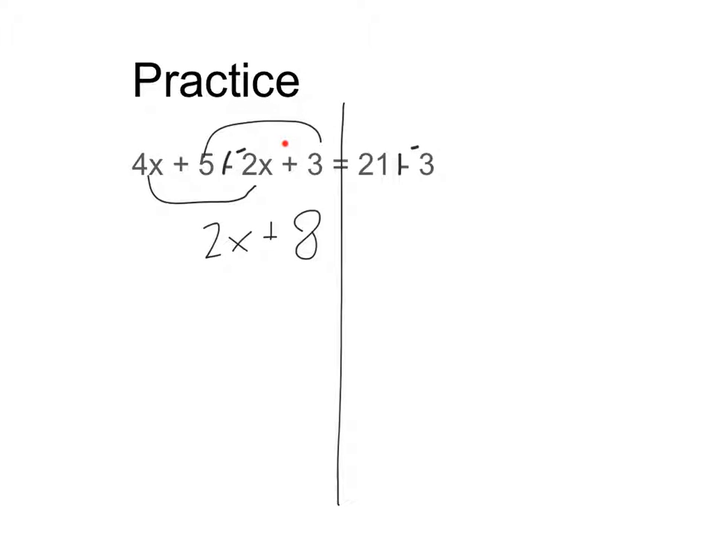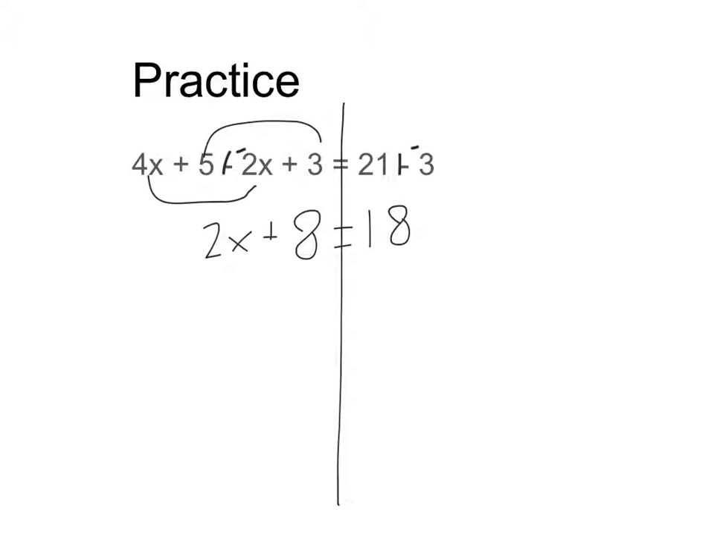That finishes up everything on my left side here. So I can look at my right side. 21 plus negative 3. Well, I can combine those. Those are both constants, and that gets me 18. Okay. So now I have a simple two-step equation like we have been solving for the last two lessons.